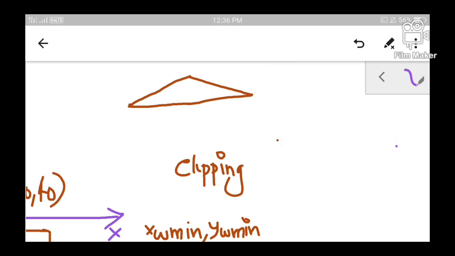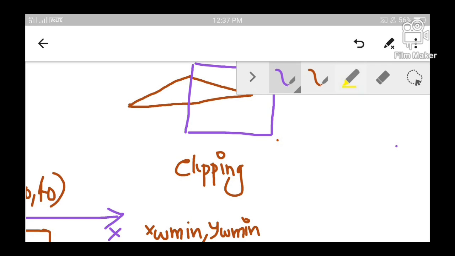Suppose using the camera frame I am focusing on only this much of portion. So using the camera frame I have decided to capture only this much portion of the picture. What will be the ultimate result after capturing the image? All those portions which lie within the camera frame will be selected for display, and all those portions which lie outside the camera frame will be removed from being displayed, just like this.